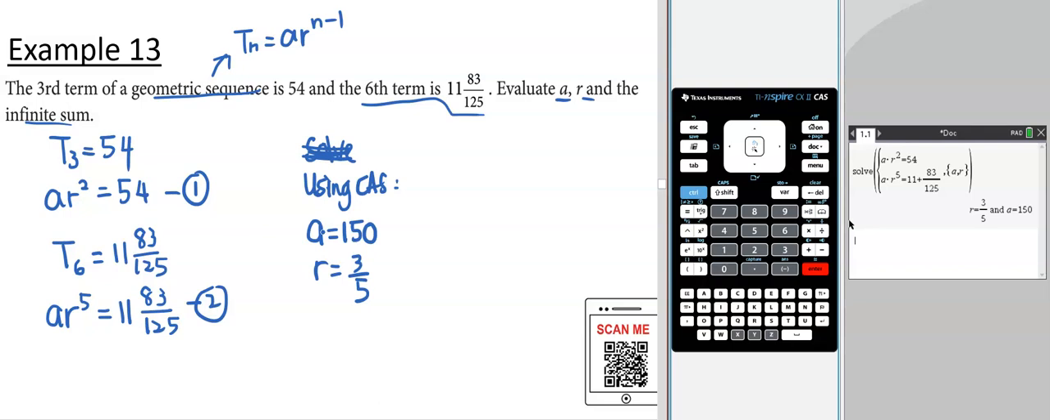Okay, so understand? You can use this answer to find your infinite sum. So S infinity equals A over 1 minus R. Substitute all the variables into this equation, and you will get 375. Okay, please try to do it using the calculator. If there is any question, you can raise it during class time. Thank you so much.